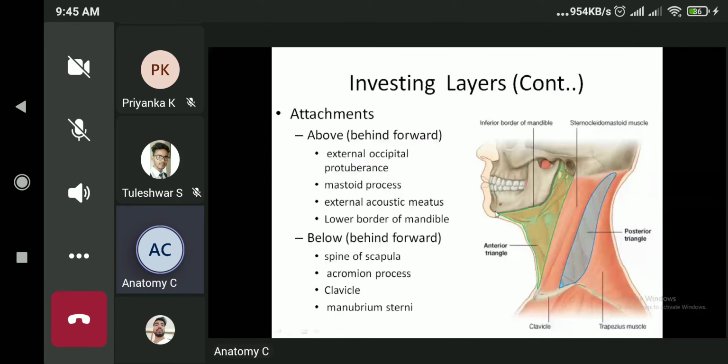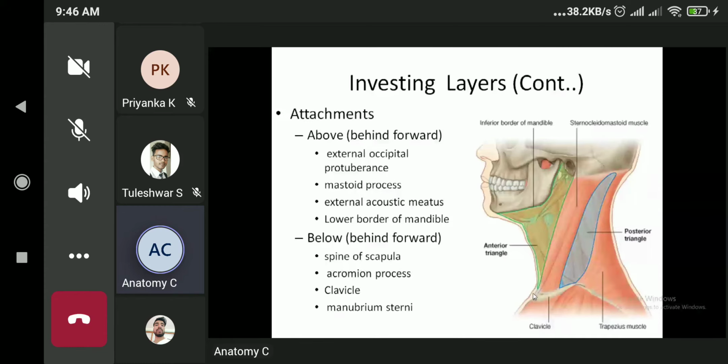While the inferior attachment starts right from the spinous process of the scapula. Remember, the processes of the scapula, the spinous process and acromial process, are there. So it is attached to the spinous process of the scapula inferiorly, and then from there to the acromial process of the scapula, then to the superior surface of the clavicle, and finally to the manubrium sterni. This is the inferior attachment: spinous process of scapula, acromion process, superior border of clavicle, and superior border of manubrium sterni. We are already acquainted with all of these bones. So these are the superior and inferior attachments of the investing layer.